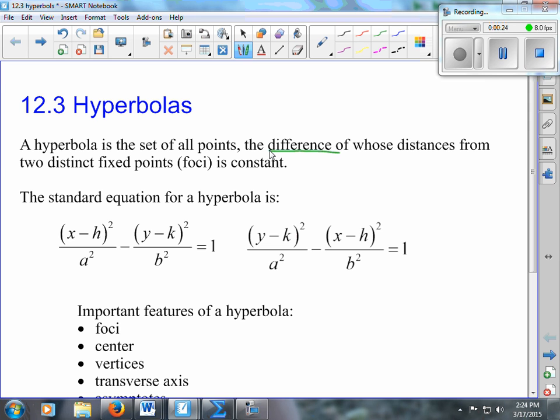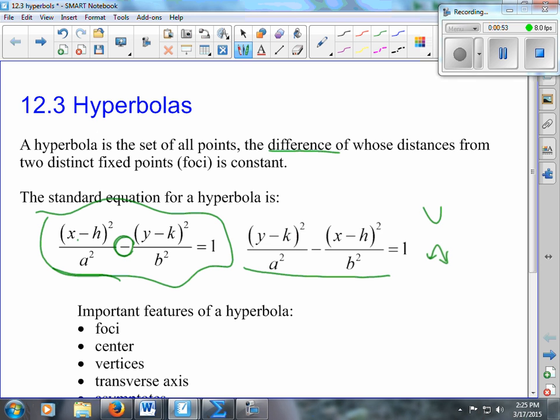And the standard equation you'll see is very, very similar. The only difference is that this is a minus sign and not a plus sign. And that minus sign is important because sometimes x will be first, like in the case of this green one that I've circled, and then sometimes y will be first, in the case of the one I underlined there. And that makes a difference as to whether your hyperbola goes up and down, like it will if the y comes first, or left and right, like it would if the x came first.